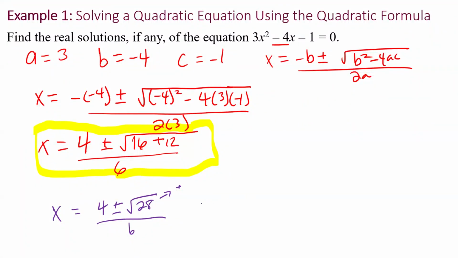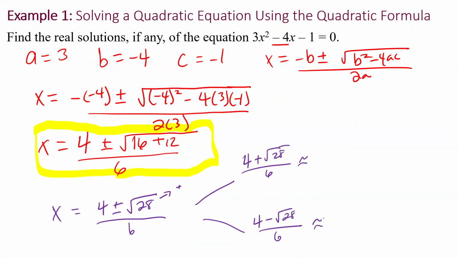And to get those 2 real solutions, it branches off. You're going to have 4 plus the square root of 28 divided by 6. And you're going to have 4 minus the square root of 28 divided by 6. And those are going to give you your 2 approximate real solutions. If it's positive, you have to do both. If it's negative, that means there's no real solution.